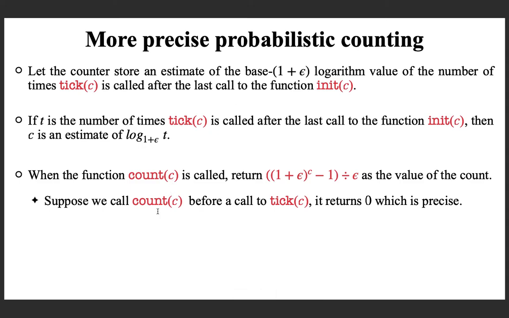Now here again we can see that if you call the count just after initialization, before you do any increment, so the value of C is 0, what is 1 plus epsilon raised to 0? It is 1. So 1 minus 1 is 0, divided by epsilon is 0. So the actual count value is 0 and what you are getting is 0 from this implementation. That's okay.